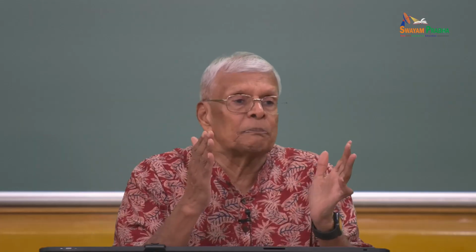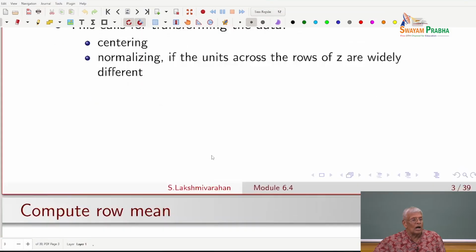So centering is simply subtracting the mean, normalizing is simply trying to divide by a scale factor. The scale factor depends on the units. So centering and scaling are two of the fundamental operations that one may have to perform on a given data matrix before you start the analysis. You don't start the analysis blindly on the given data matrix.